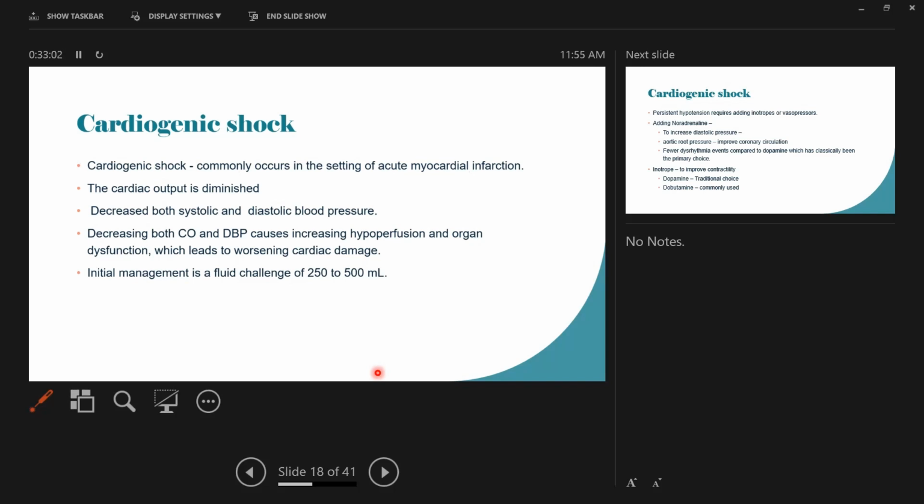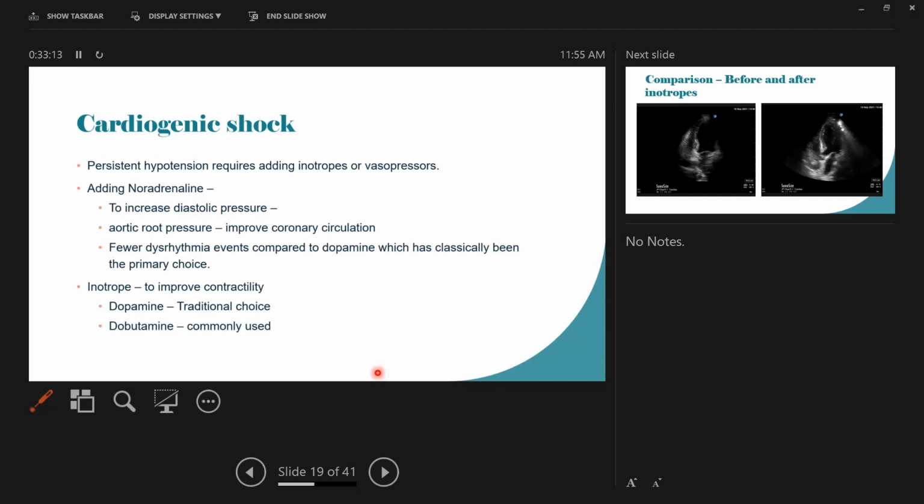So once you think the fluid status is all right, and if you give more fluids the patient will deteriorate, if you think like that, you're okay to start a vasopressor or inotrope. The idea is to support your heart. Persistent hypotension requires adding inotropes and vasopressors. So it seems adding an inotrope to support your heart will be beneficial for this patient. That is what we usually do. We add either dobutamine or dopamine. Dopamine has been the drug of choice for many years. It's still being used, and dobutamine is also used in most of the medical boards for this purpose.